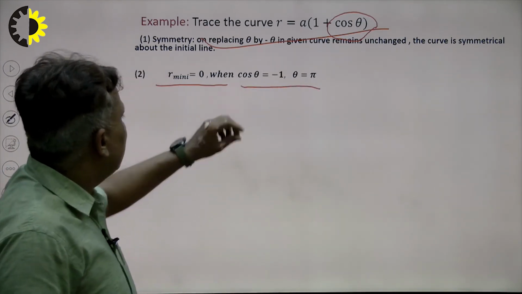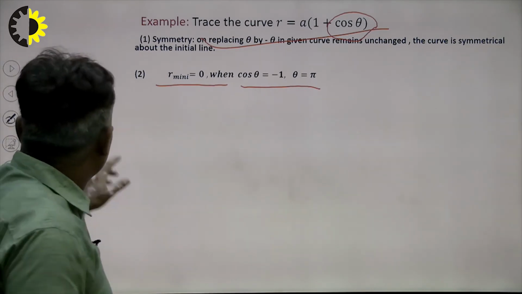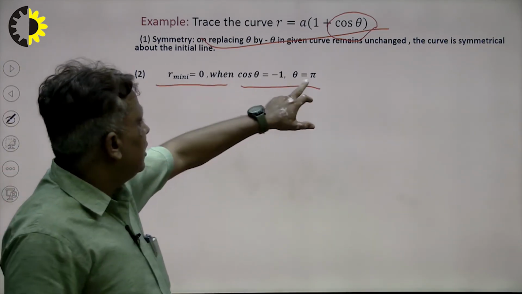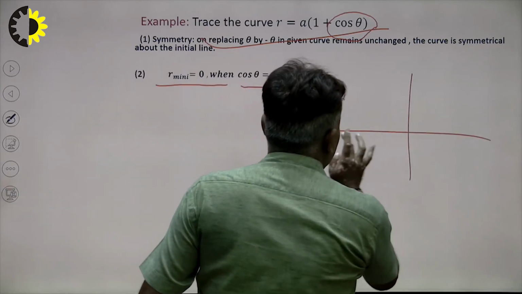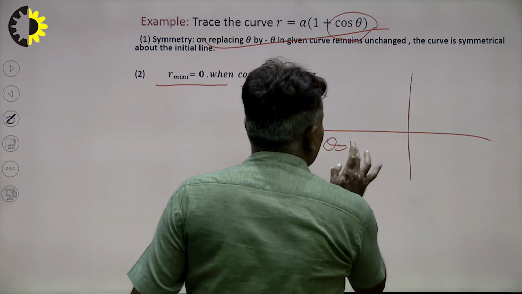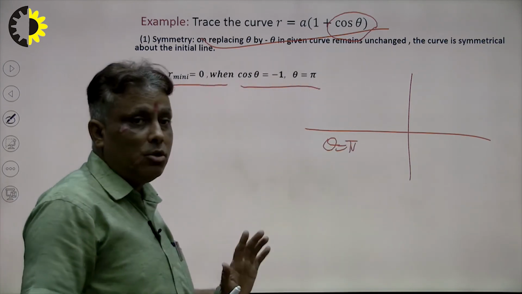So in this way we can find out our problem and calculate the value of each and every statement, right? So that means theta is equal to pi. Where is theta equal to pi? So theta is equal to pi will be here. So that is theta is equal to pi, right? And that is r minimum. r minimum means 0, that means the origin, right?